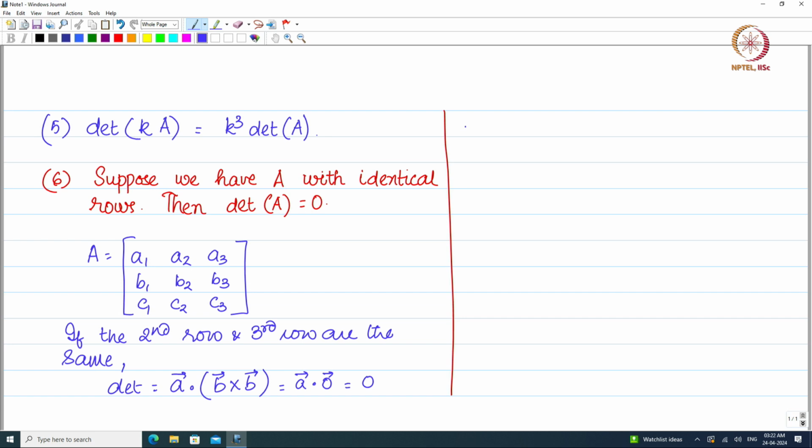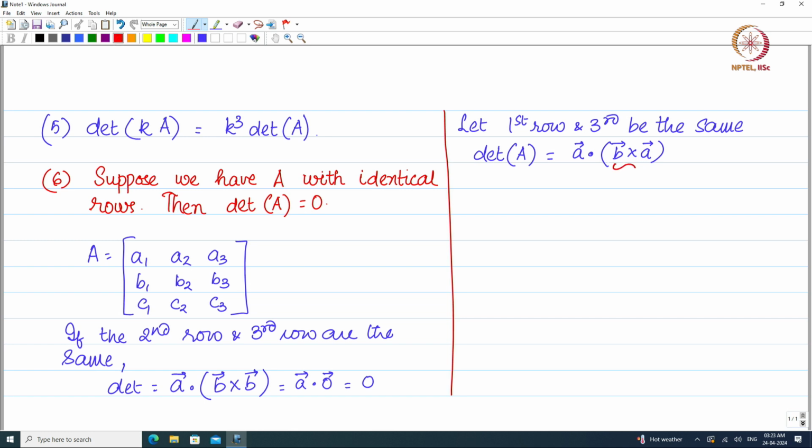Now, let us also look at the case where the first row and the third row are the same. In which case again I am going to have determinant of A, which is nothing but A dot B cross A. Since the first row and third row are the same, I have used A instead of C. So, it is going to be A dot B cross A.